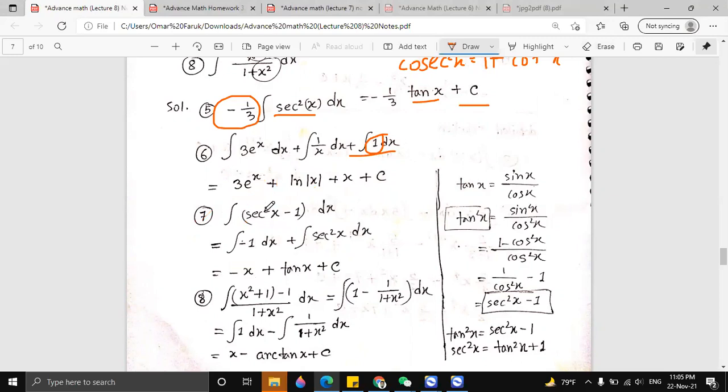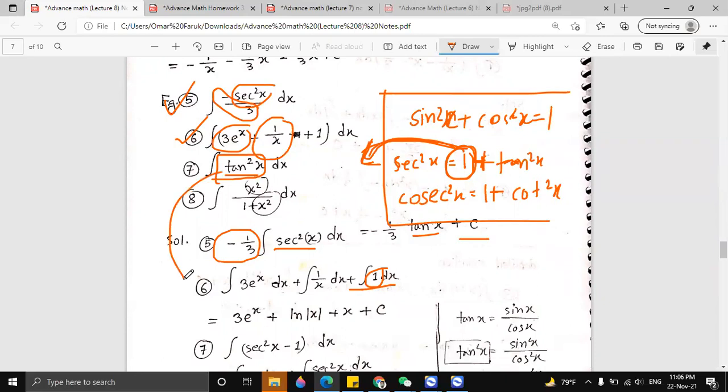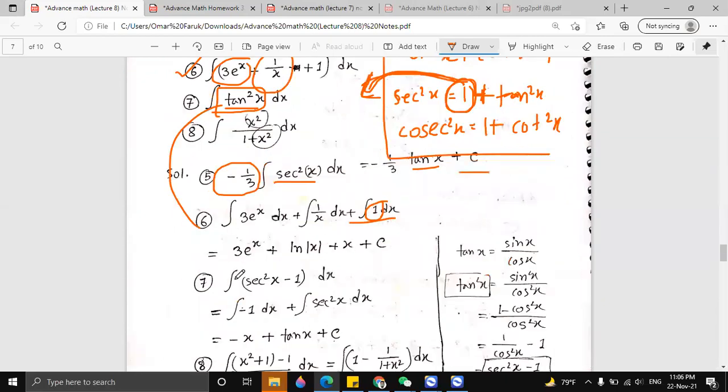So in the question we have tan square x, right? I already told you that in high school we learned these 3 formulas: sin square x plus cos square x is equal to 1, sec square x equals 1 plus tan square x, and cosec square x is equal to 1 plus cot square x. So if we take this from the right side to the left side, then we get tan square x is equal to sec square x minus 1, right? So in tan square x, I just put sec square x minus 1.